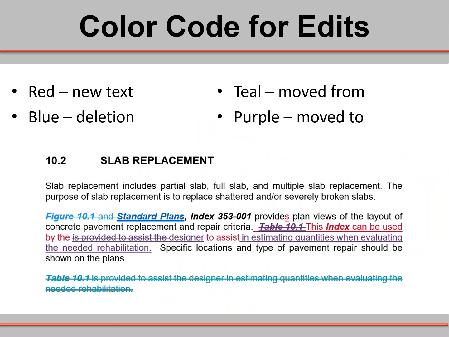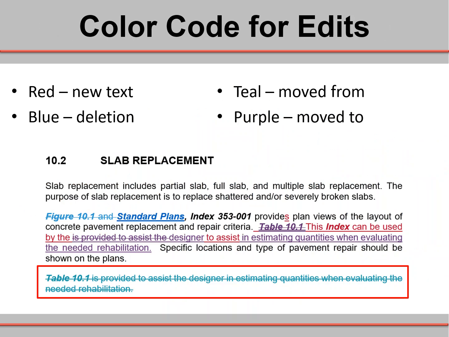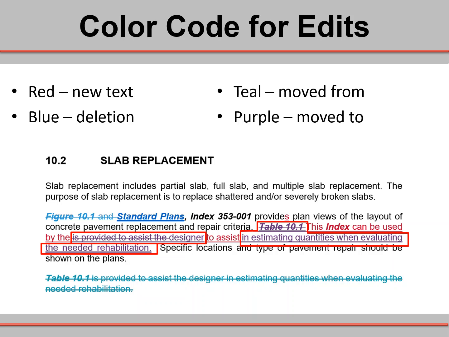Also, within this webinar, you'll be seeing the marked up version of our changes as we go through them all. Just to explain the colors you'll see, red underlined text indicates new language that's been added, blue strike-through text is a deletion, the teal double strike-through is where we've moved existing language somewhere else in the document, and the purple double underlined text shows where the existing language was moved to.